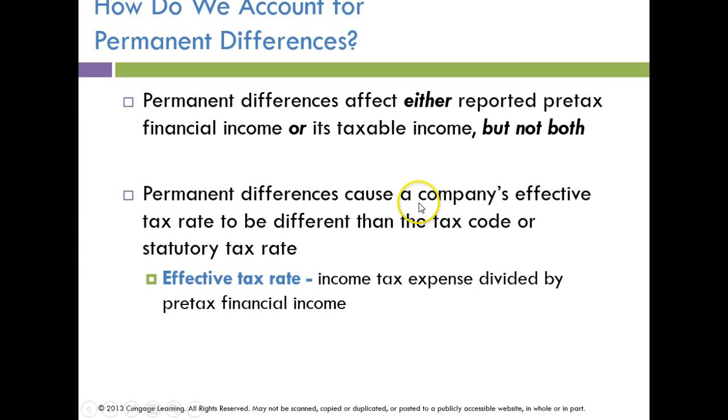So what happens here is that permanent differences cause the company's effective tax rate to be different than the tax code rate. The effective tax rate is just the income tax expense divided by all pre-tax financial income. If there are municipal bonds sitting on the books of $100,000 that don't need to be taxed by the government, that financial income is in there, but it's going to lower our effective tax rate, isn't it? Because a lot of that money isn't taxable.